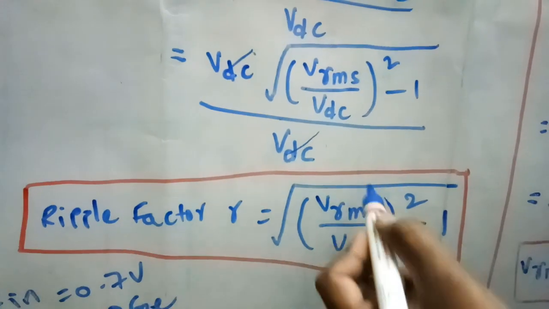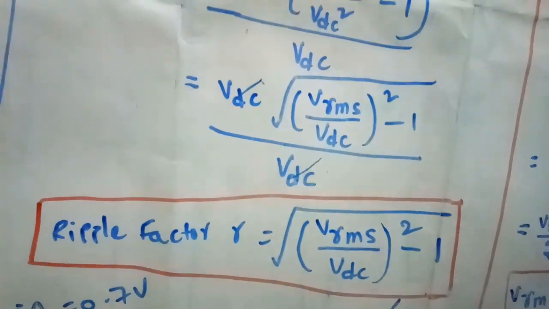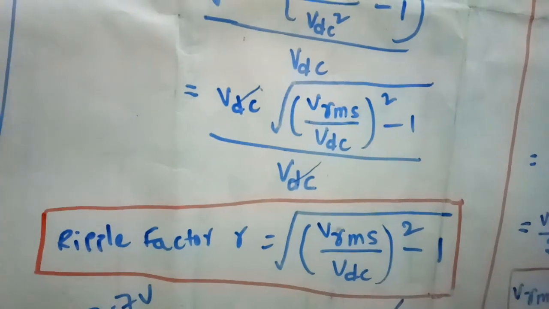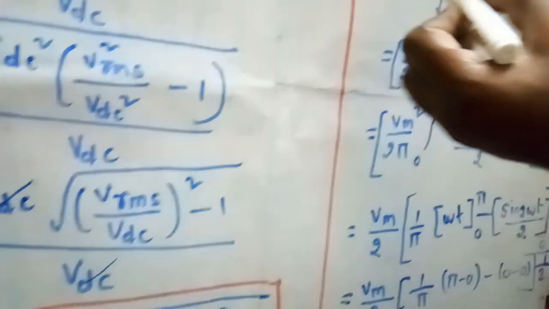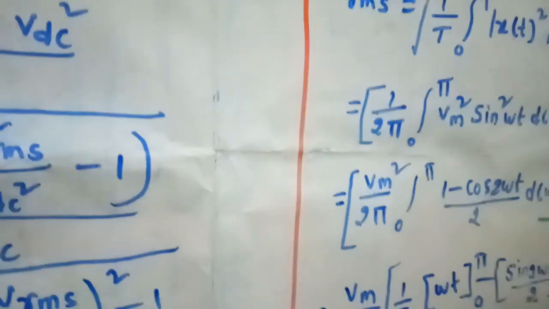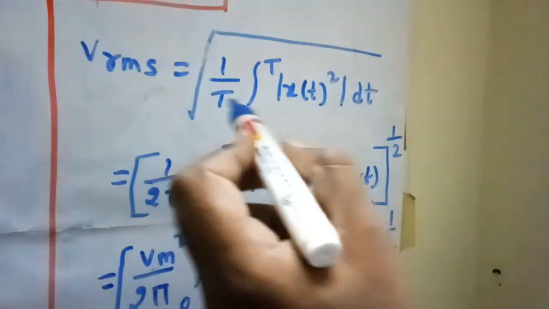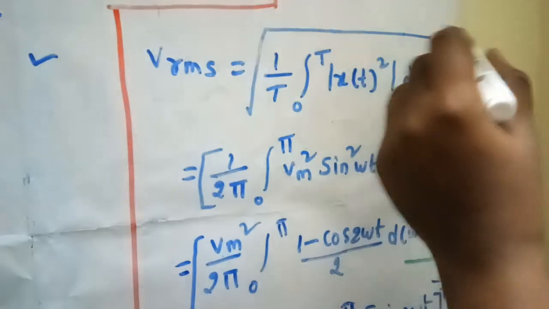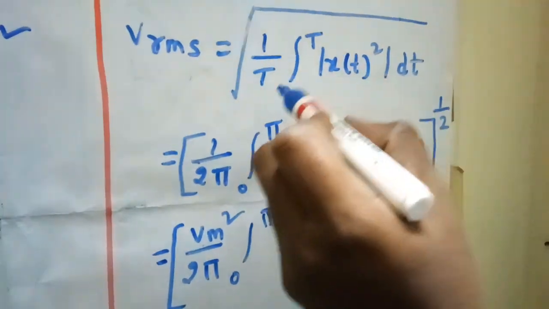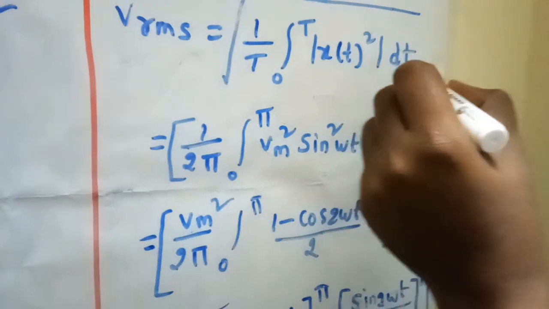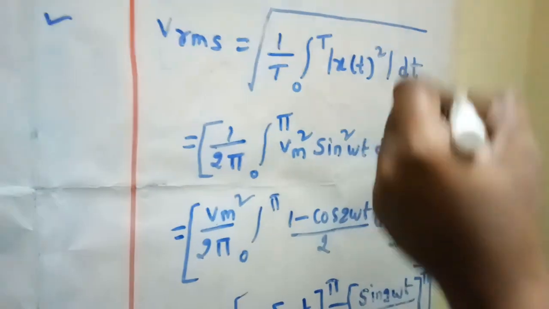So let us find VRMS and VDC, substitute here, you may get the ripple factor for half wave rectifier. Then go for VRMS value. First I am finding VRMS value. VRMS is equal to square root of root mean square value. Root mean square means nothing but 1 by T integral 0 to T f of t square dt. General formula is this one.